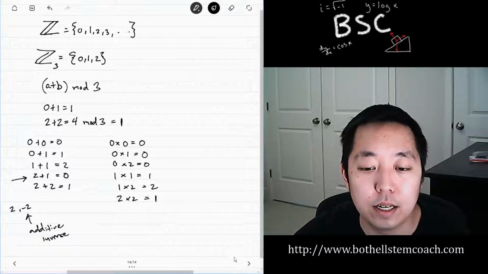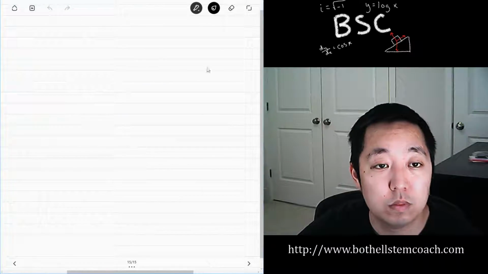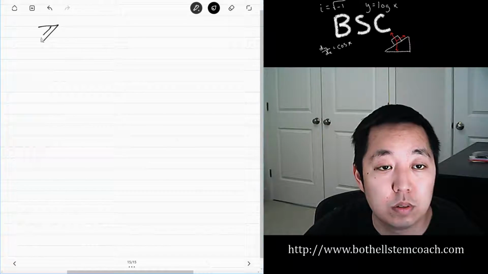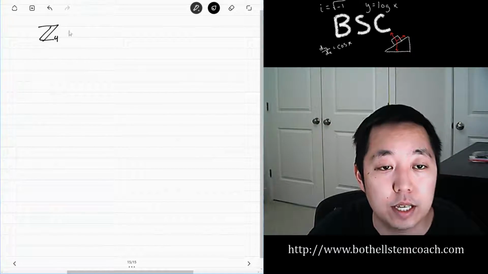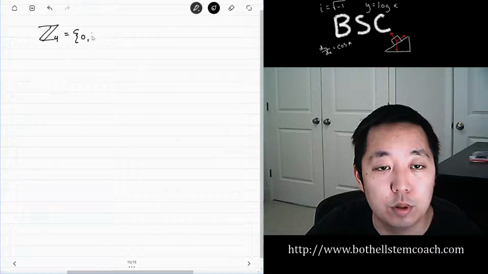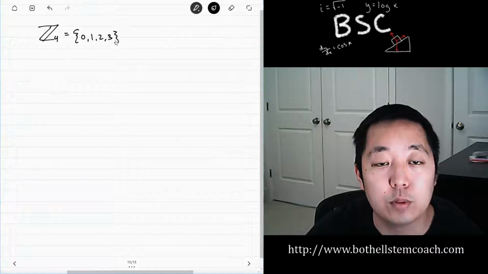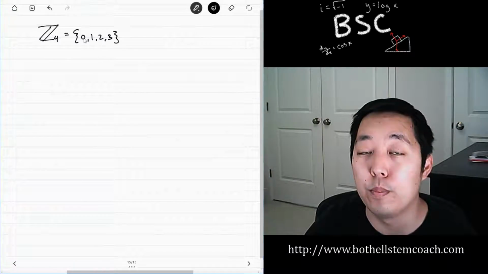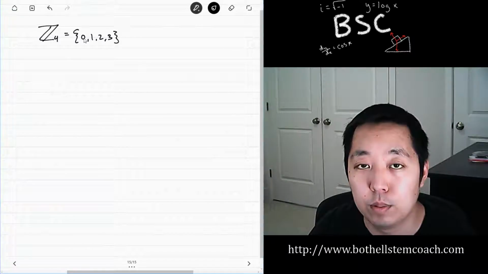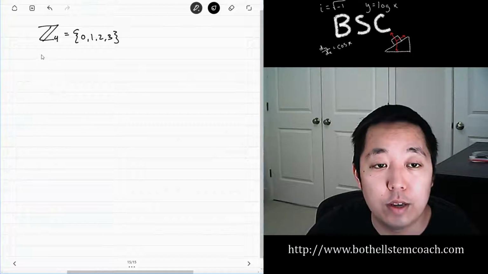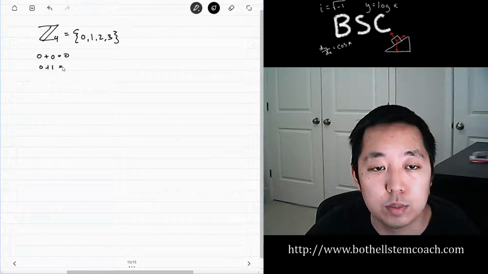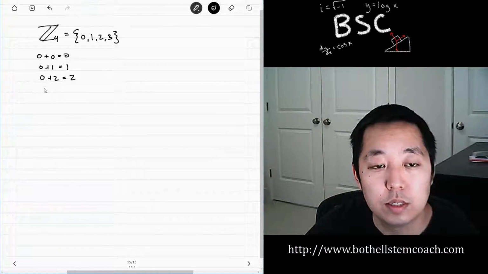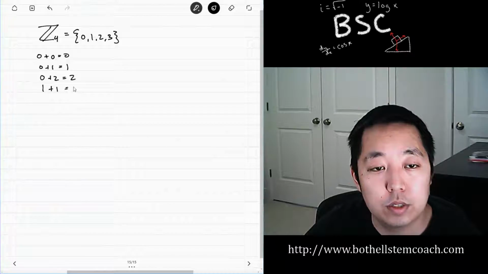Let's look at Z4. It's the same thing, except now I have the set of numbers 0, 1, 2, and 3. And when I do the operations, I do it modulo 4. Modulo 4 is the remainder when I divide the number by 4. So let's say 0 plus 0 is 0, 0 plus 1 is 1, these are pretty straightforward. 0 plus 2 equals 2.